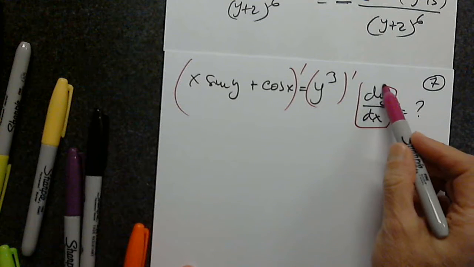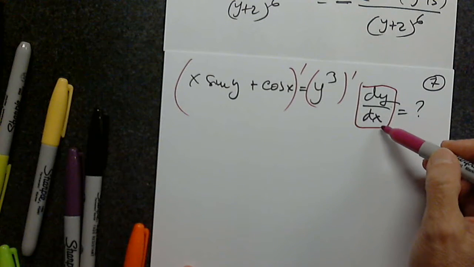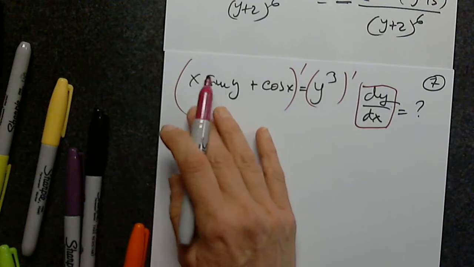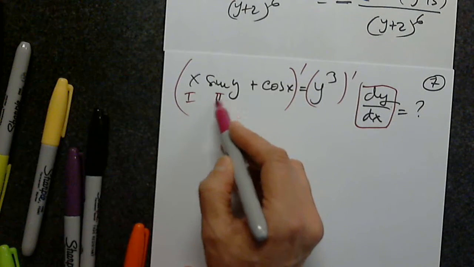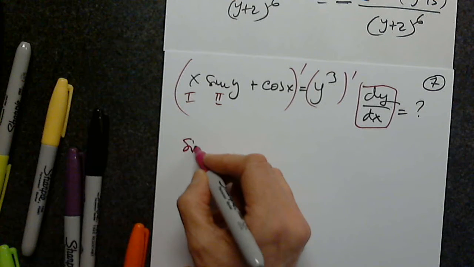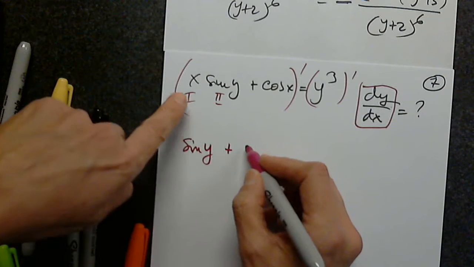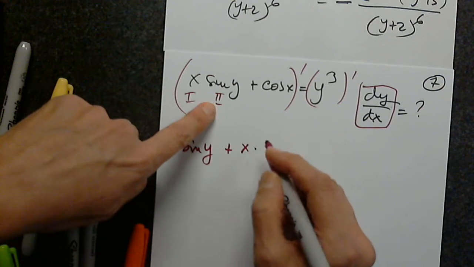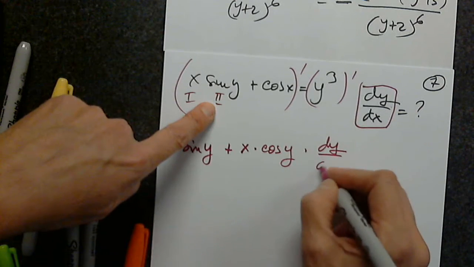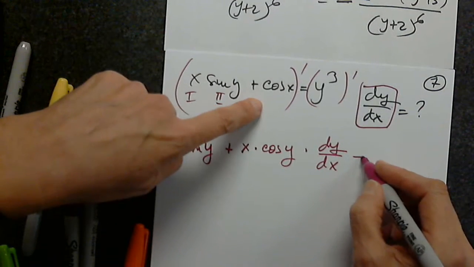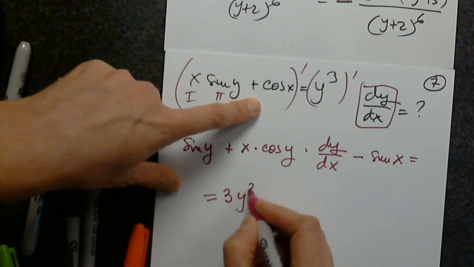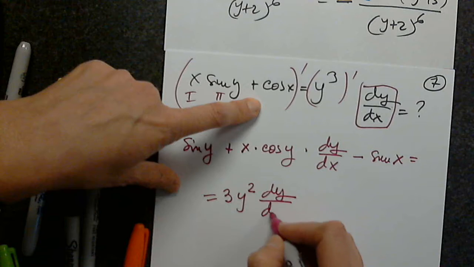Since we are told to find this, obviously y is a function of x. So this is the product rule, 1 and 2. The first function prime is 1 times sine y, plus the first function times sine y prime, times dy over dx, minus sine x equals 3y squared dy over dx.